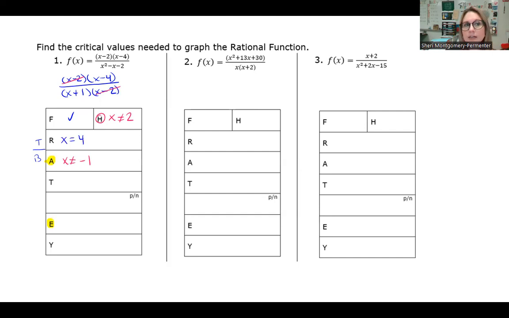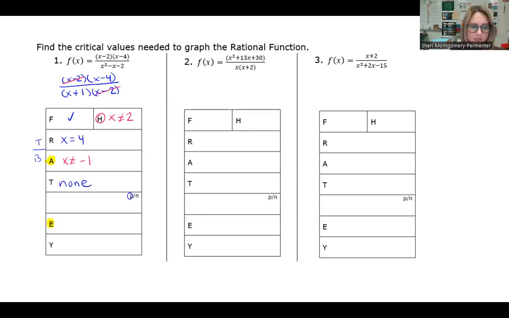Togetherness: are any of those factors squared? No, so there's no togetherness. This is a positive graph. I'm not giving you any negative ones.